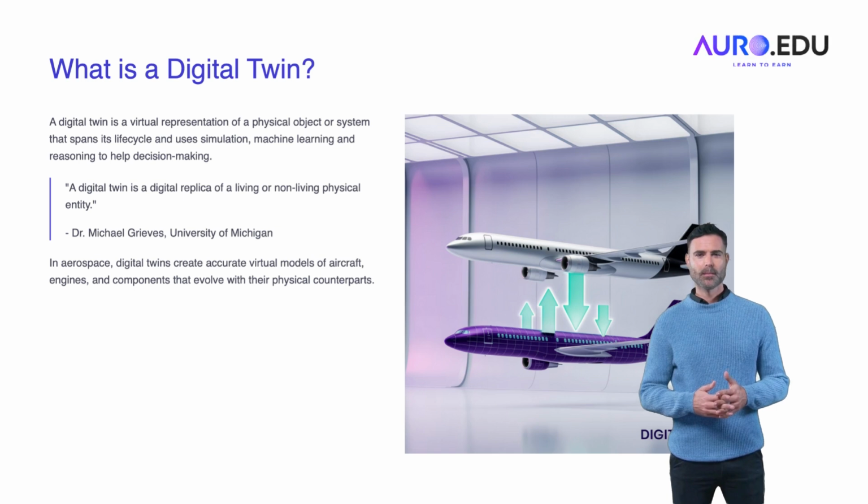What is a digital twin? A digital twin is a virtual representation of a physical object or system that evolves over its life cycle using simulation, machine learning, and real-time data integration. Dr. Michael Greaves, who first conceptualized digital twins, defines them as a digital replica of a living or non-living physical entity. In aerospace, digital twins are used to create accurate virtual models of aircraft, engines, and components that evolve with their physical counterparts using sensor data.